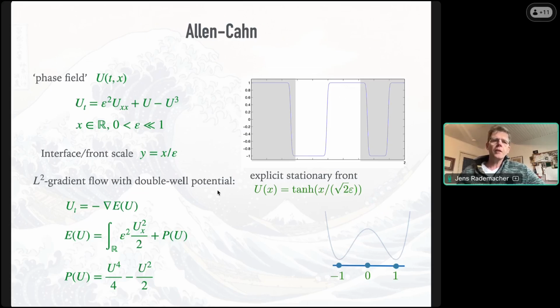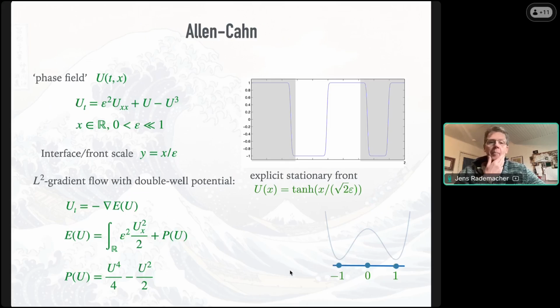And kind of an energetic viewpoint of this equation is that it's an L2 gradient flow with a double well potential. So this here is the L2 gradient, and the energy functional has this Dirichlet energy and then a potential. And this potential is the primitive of this cubic. And that generates this form here on the right-hand side, a double well potential with minima at +1 and -1.